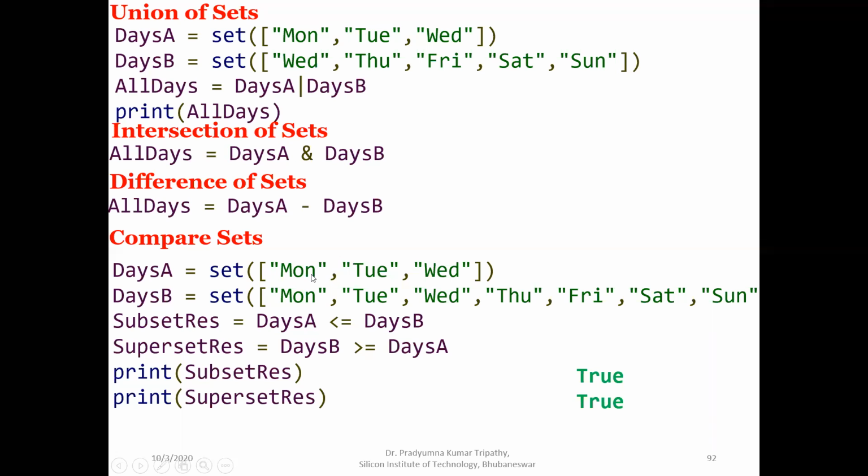So is it or not? Days of A is a subset of B. So it returns what? True. So B greater than this also returns true. So you can compare the values of sets. Is it clear?